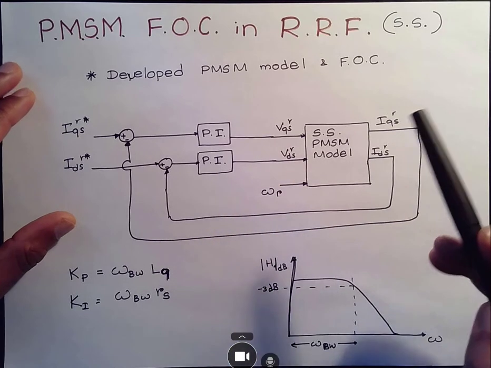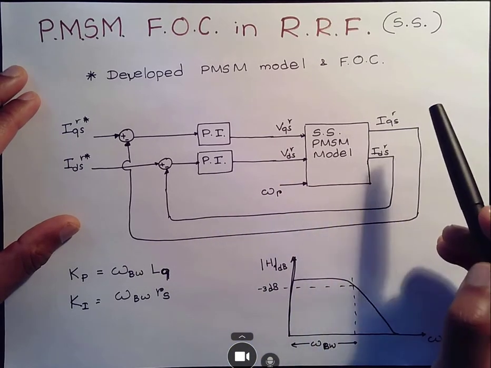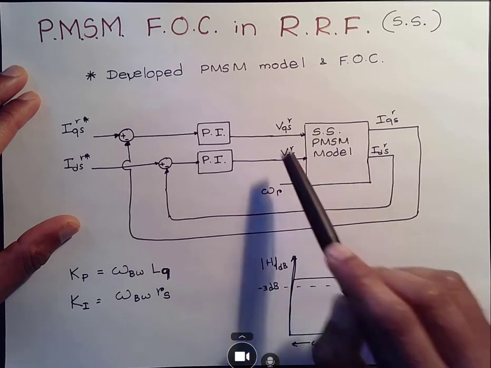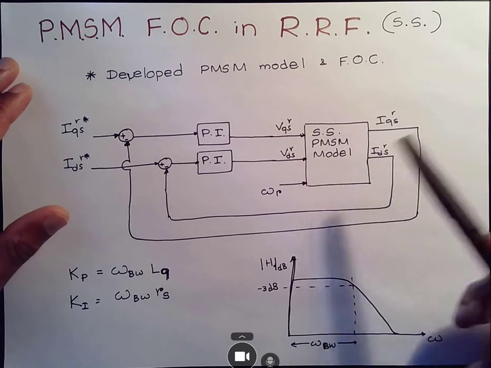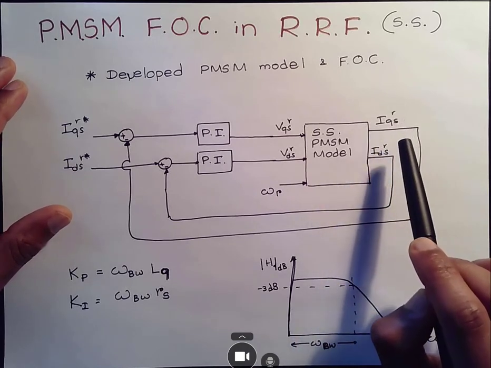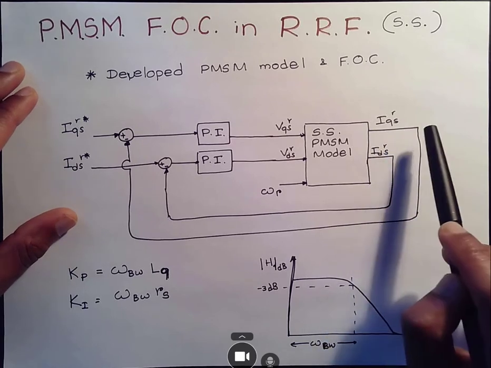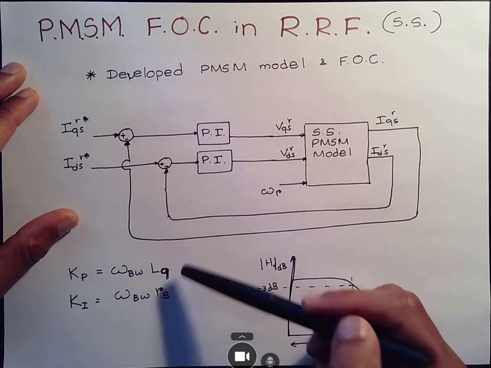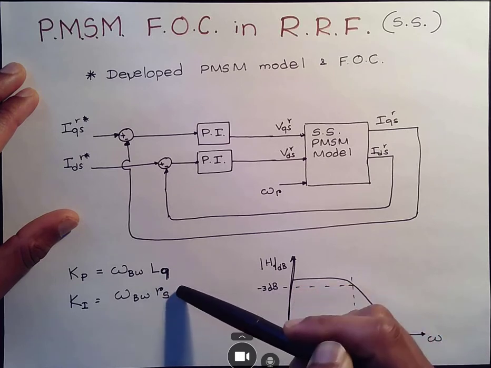Now, since we are not looking at the stationary frame, our currents are going to be DC-like. But if you do need to look at the stator reference frame currents, I'll show you how to find those in the model. Okay, and in designing our PI controllers, we are following this very simple approach.